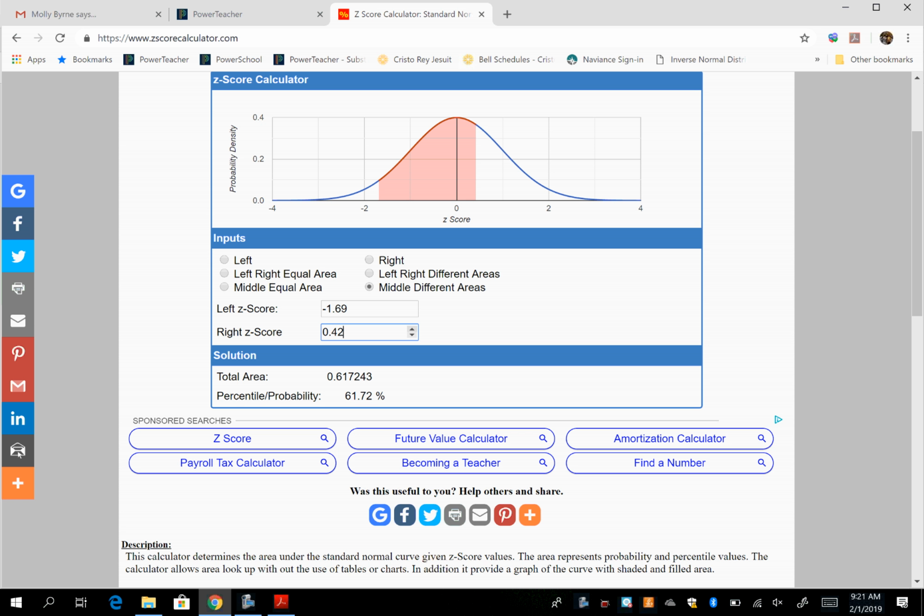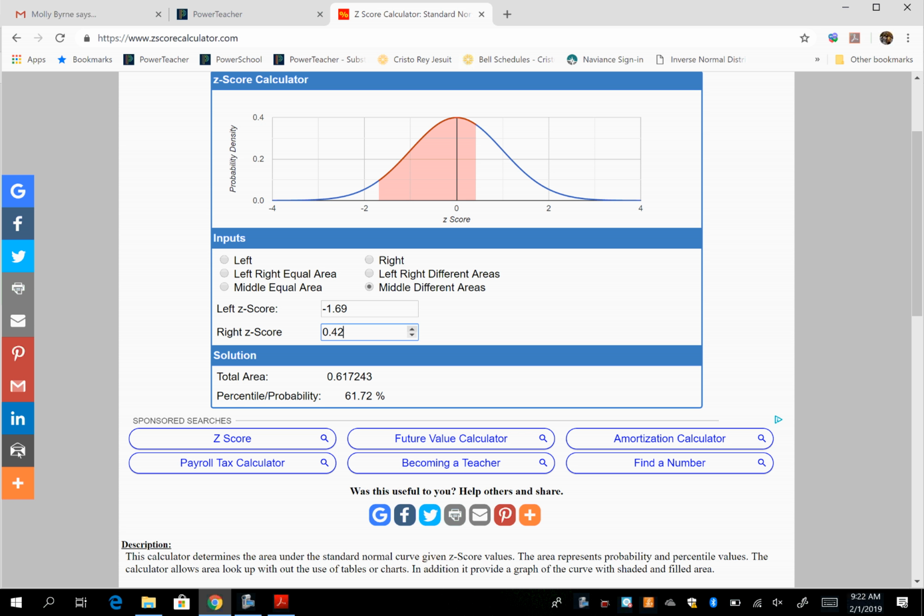What is your number? 79. Huh. That's weird. All right, well, I guess I'm going to have to go back to a different... Darn. Okay, well, try this weekend, Z-score calculator, see if it works. But ultimately, it should be around 63%.